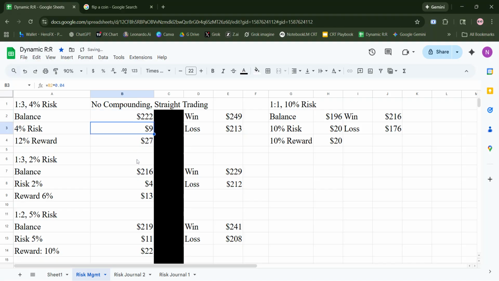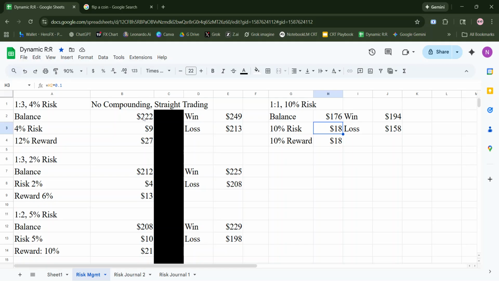222, 212, 208, and 176. So all of these traders have the same win rate at this point. I wasn't keeping track of wins and losses. I'm just randomizing these results.